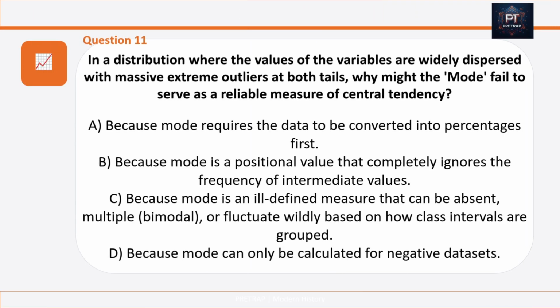Next question is, in a distribution where the values of the variables are widely dispersed with massive extreme outliers at both tails, why might the mode fail to serve as a reliable measure of central tendency? Option A, because mode requires the data to be converted into percentage first. Option B, because mode is a positional value that completely ignores the frequency of intermediate values. Option C, because mode is an ill-defined measure that can be absent, multiple, or fluctuate widely based on how class intervals are grouped. Option D, because mode can only be calculated for negative data sets. And the answer is option C.